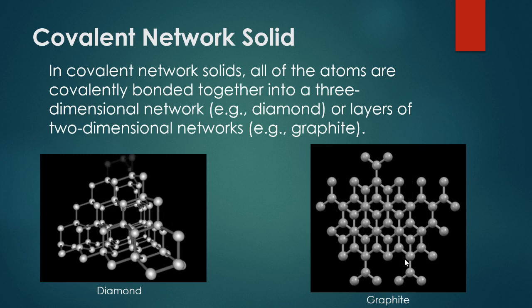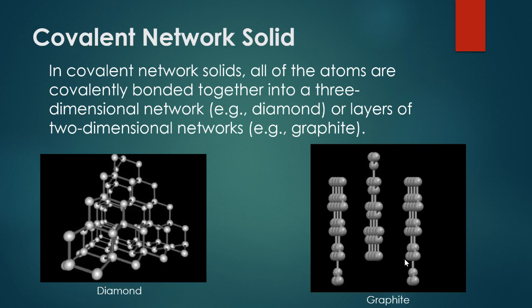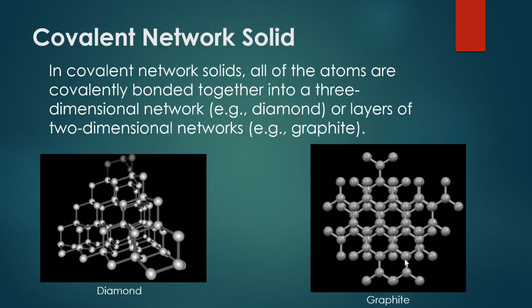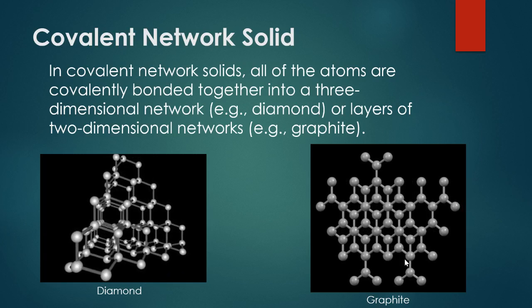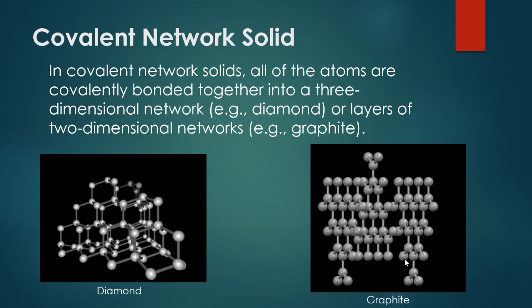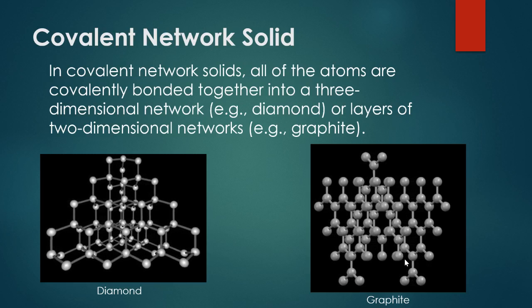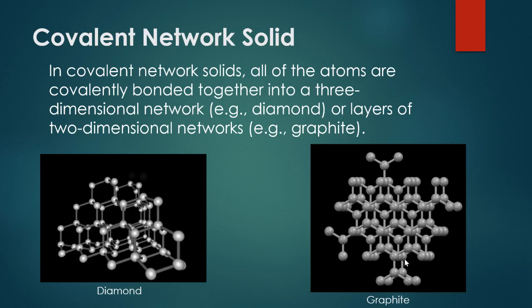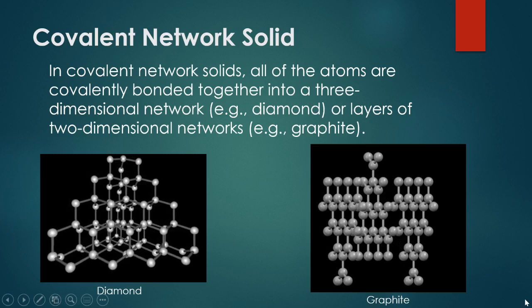Covalent network solids are kind of like ionic solids in that every single atom is bonded to its neighboring atoms, but instead of ionic bonds, there are covalent bonds between every atom. And you can have a three-dimensional network of covalently bonded atoms, like in diamond, and also silicon dioxide, which is quartz and sand. Or you can have a two-dimensional network of covalent bonds, like in graphite.